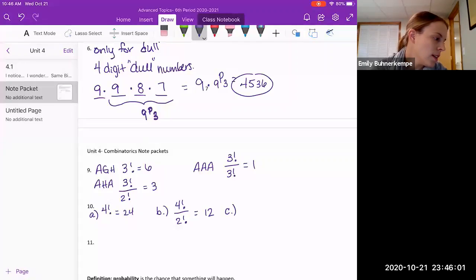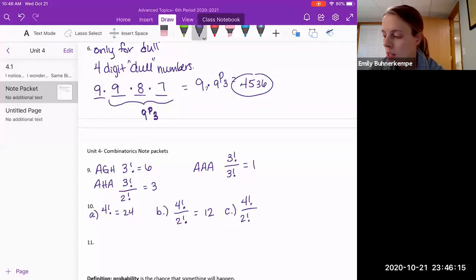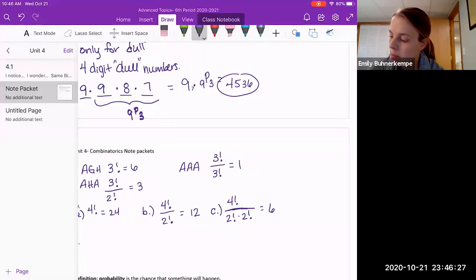Question C says peep. There are 4 letters. This one's kind of tricky because you have 2 P's and 2 E's. So we have 2 P's that repeat, and 2 E's. And means multiply. So you've got 2 factorial times 2 factorial in the denominator. This is a total of 6 anagrams.